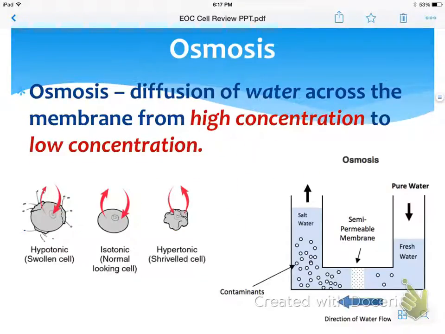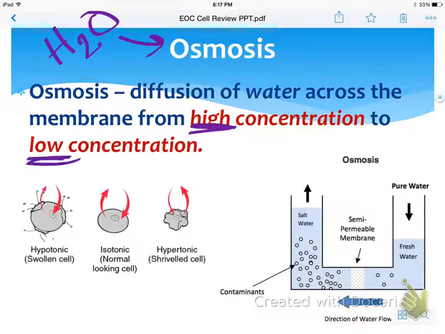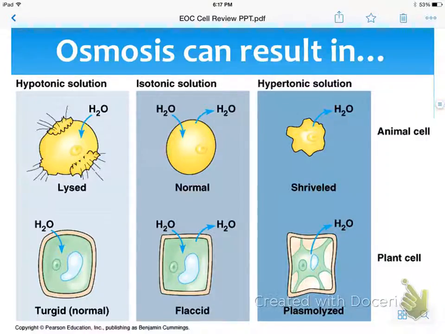Osmosis is simply the diffusion of water. The way I remember osmosis is H2O, that O, that starts with an O. That's how I remember osmosis is water. And it's water only. That's it. All it moves is water. And once again, from high to low. Osmosis can also result in 3 different things.